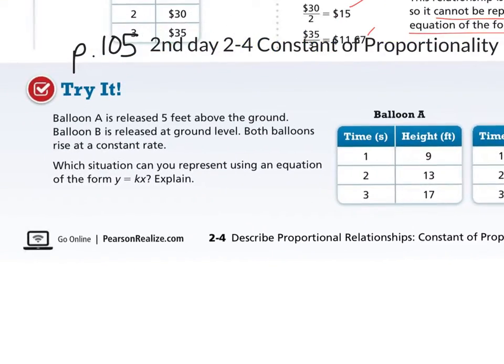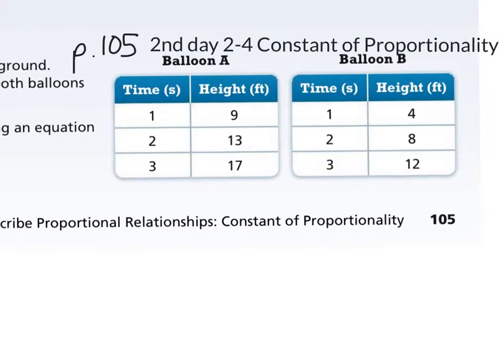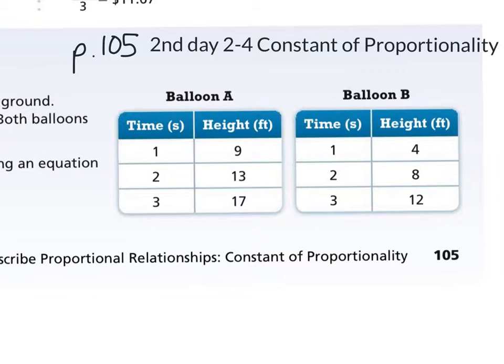If you look at the try it, balloon A is released 5 feet above the ground, balloon B is released at ground level. Both balloons rise at a constant rate. Which situation can you represent using an equation in the form y equals kx, and explain? So if you look at what's happening here, again, we could make the time be the x and the height be the y, and we could find out how many feet per second on average it's going.